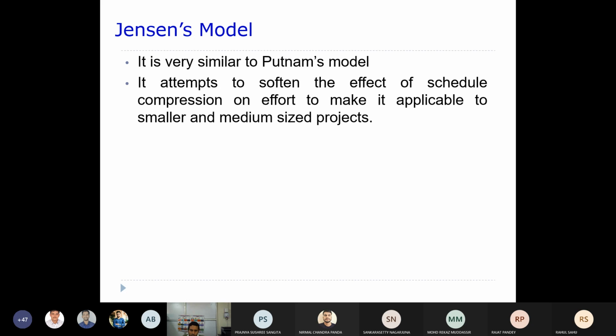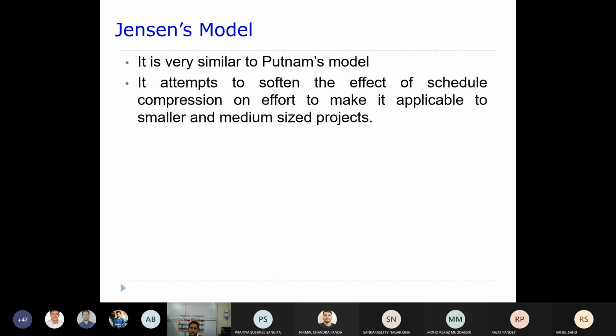This is very similar to Putnam's model. Jensen also proposed a model, meant for small and medium sized projects, not for large projects. Putnam's work was completely targeting large projects, but it was not suitable for small or mid sized projects because it overestimates. Thereby, Jensen came up with an expression for small and medium sized projects.